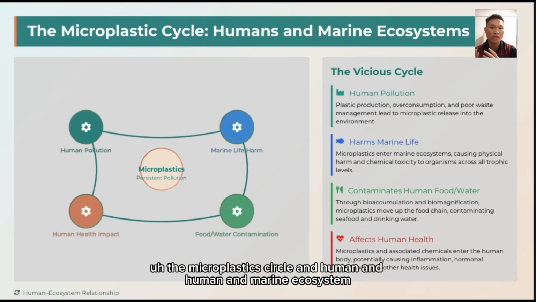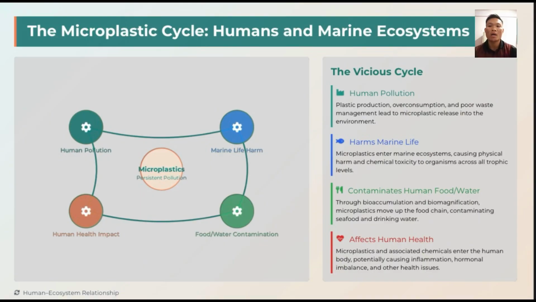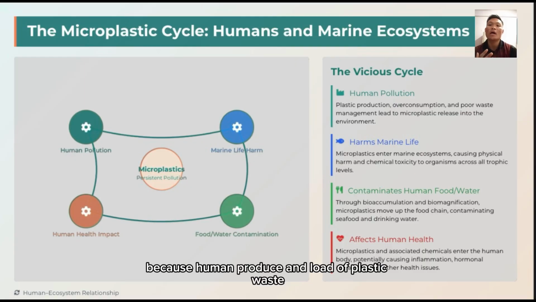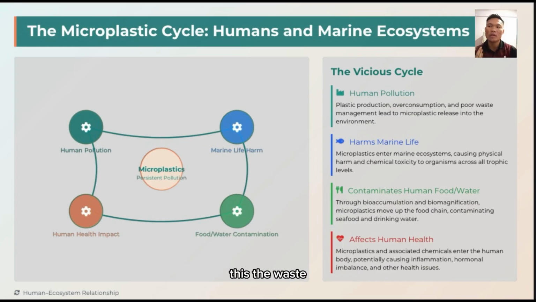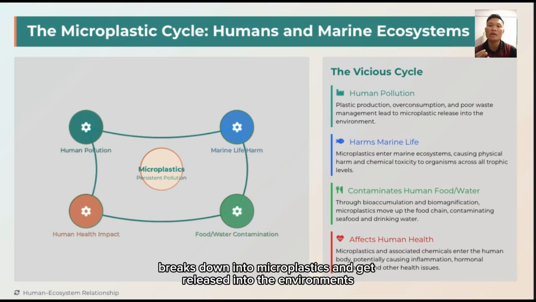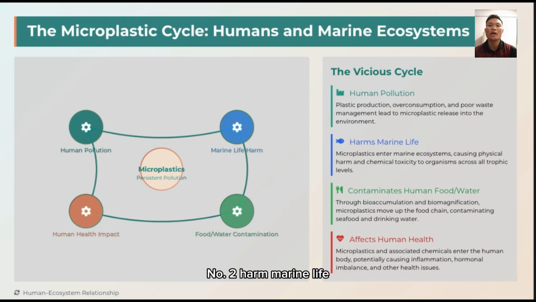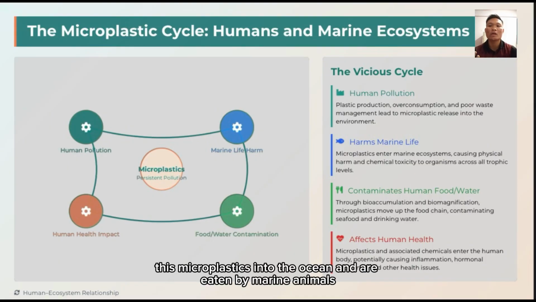Next, the microplastic cycle in the human and marine ecosystem. Number one, human pollution. Because humans produce a lot of plastic waste through our usage and poor waste management, the waste breaks down into microplastics and gets released into the environment. Number two, harm to marine life. These microplastics enter the ocean and are eaten by marine animals.